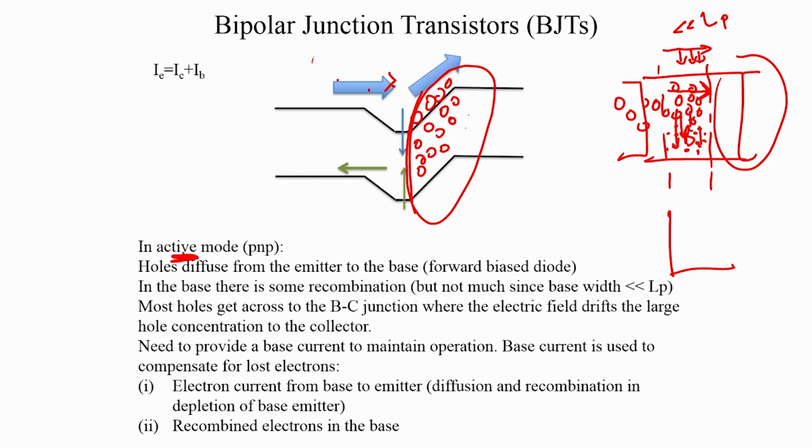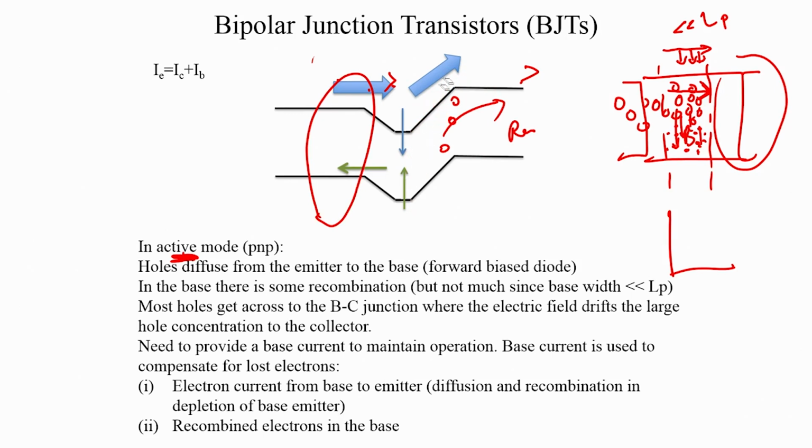And once they are in this depletion region, they see a very large field because this junction is now reverse biased. So all these holes will run into the collector. So, we have successfully transferred a large number of holes from the emitter through the base and to the collector, and that is the idea of active mode operation, and that is why you forward bias one junction and reverse bias the other. So, just to summarize, I have written down these points.